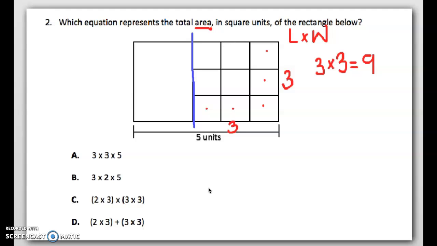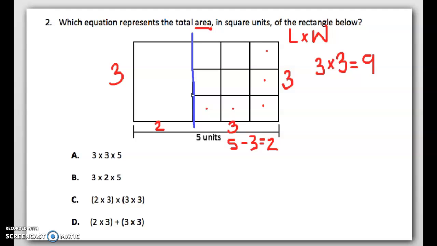Since we know the total length of our rectangle is 5 units, and this part is 3 units, we can just subtract 5 minus 3 equals 2. The missing length to this rectangle would be 2. In order to find the width would be pretty easy since we know this side of a rectangle is 3 units, and since they're the same length, this side would also be 3 units.